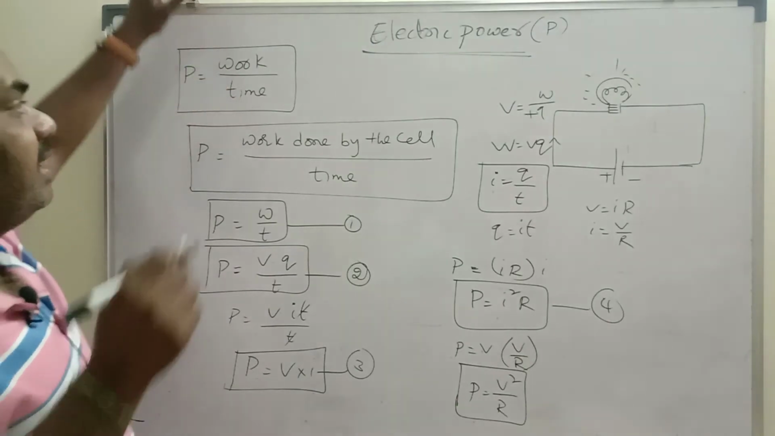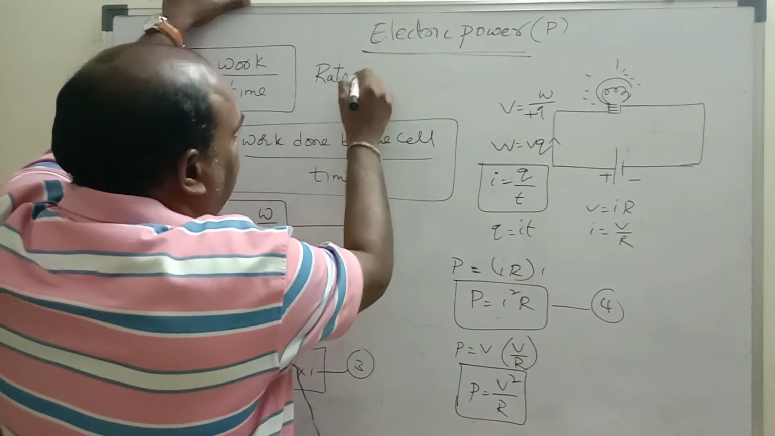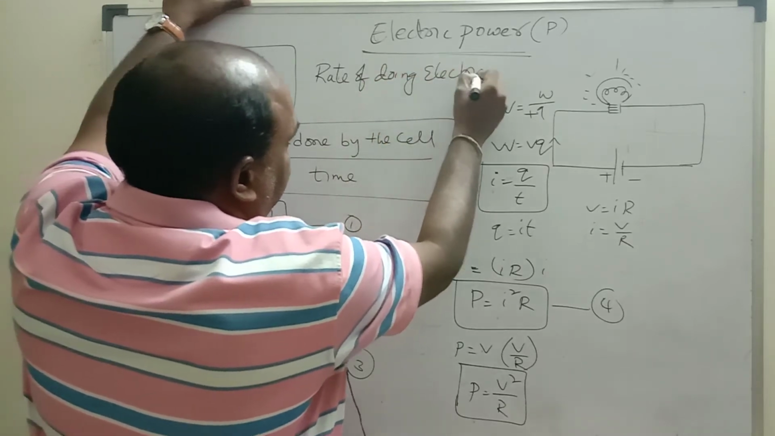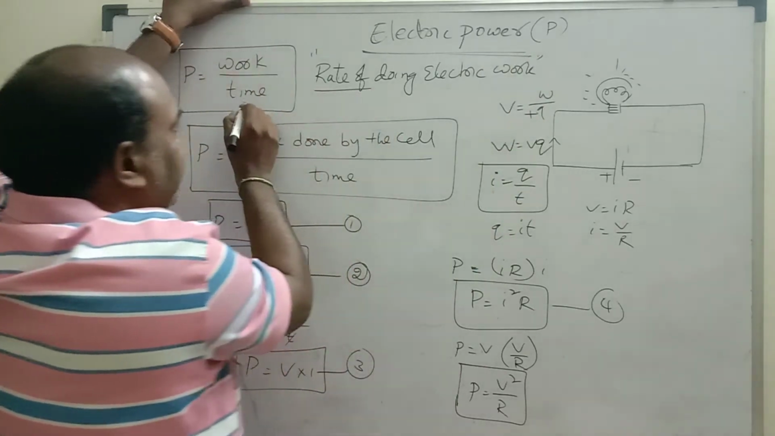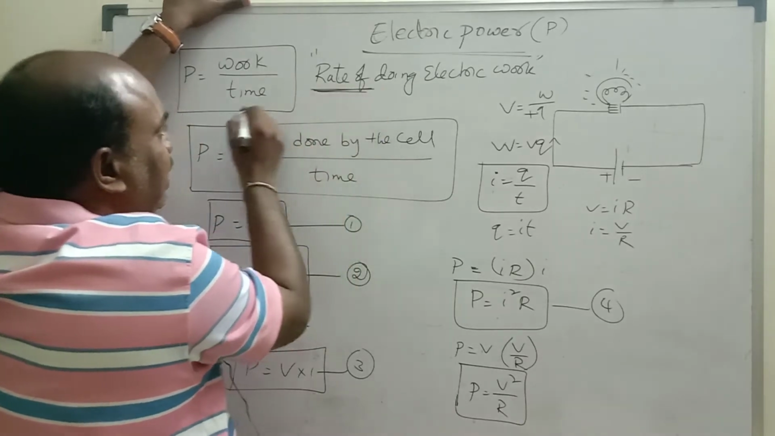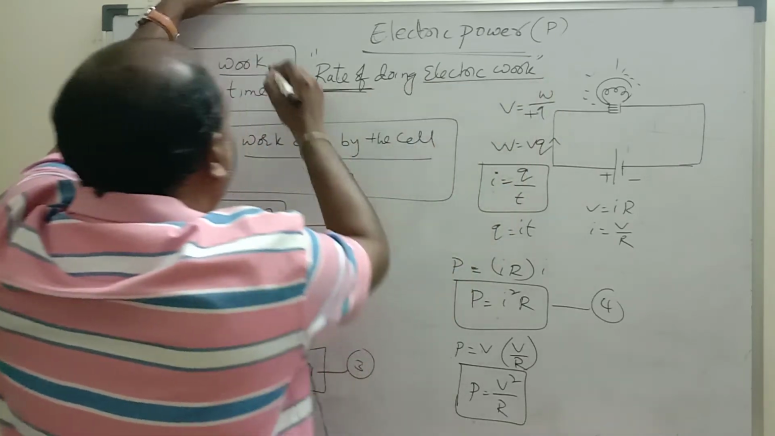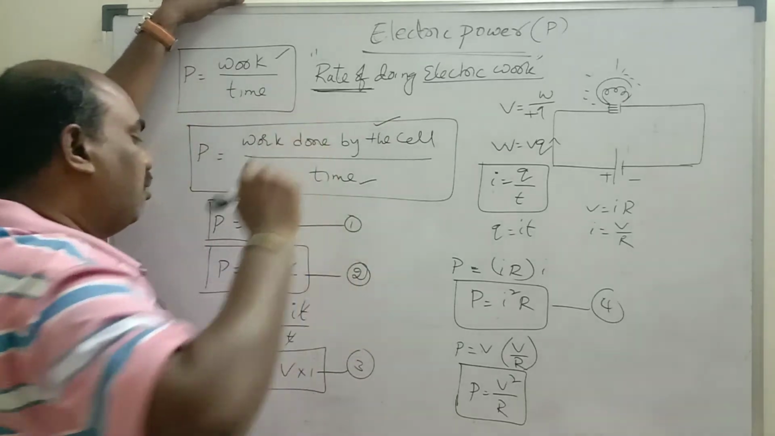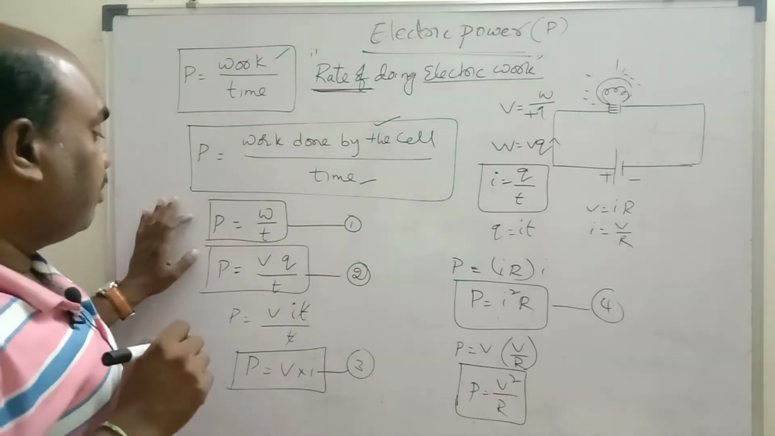Once again, power is nothing but the rate of doing electric work. Rate of doing electric work is called electric power. Rate of means with respect to time; in the denominator you must write time. Rate of means divided by time. Electric work is in the numerator. That means the work done by the cell by time. Work done by the cell is denoted by W. W by T is the first formula for power.